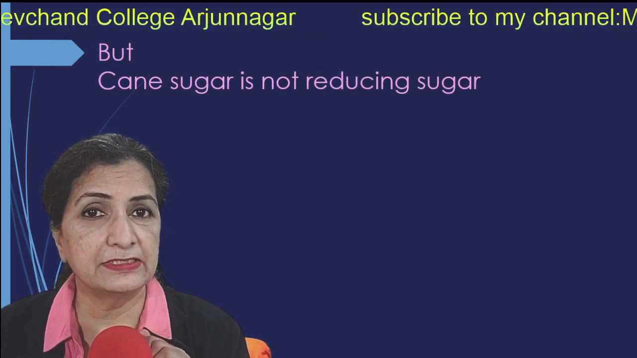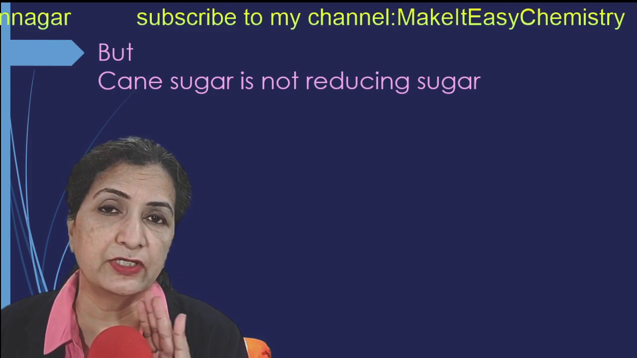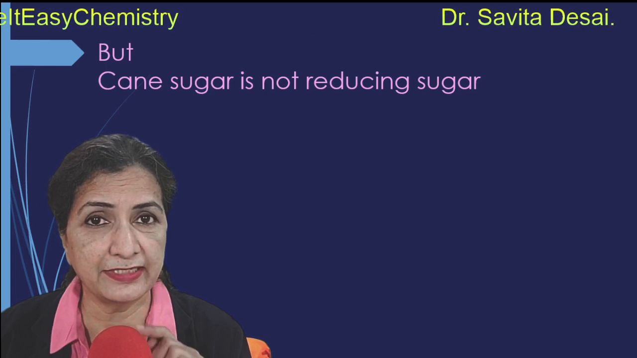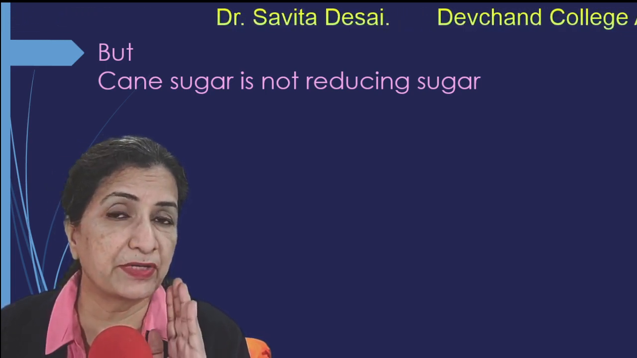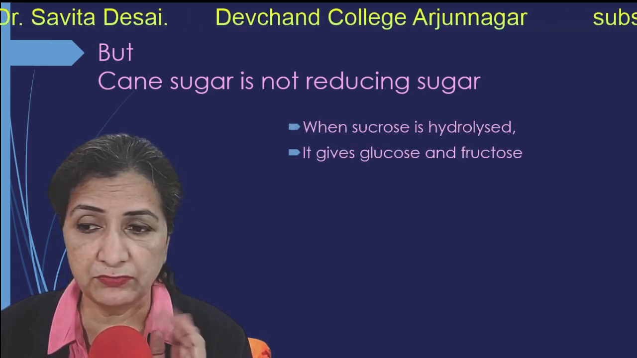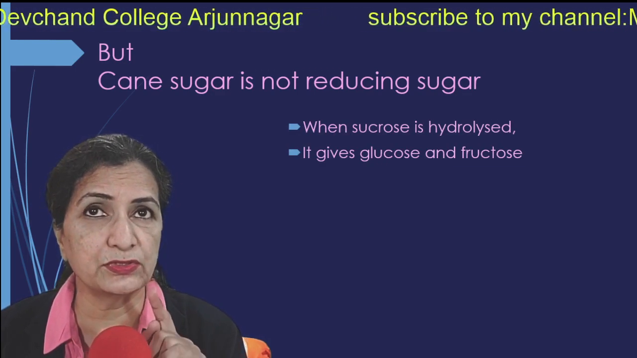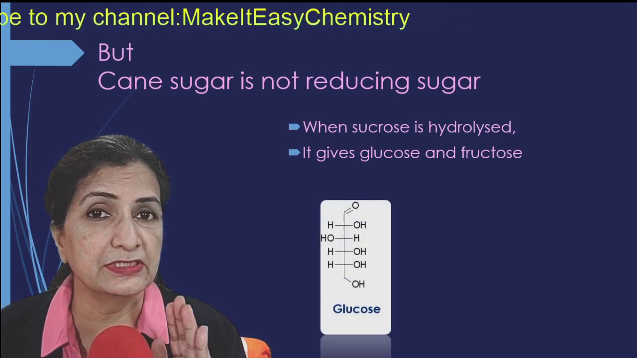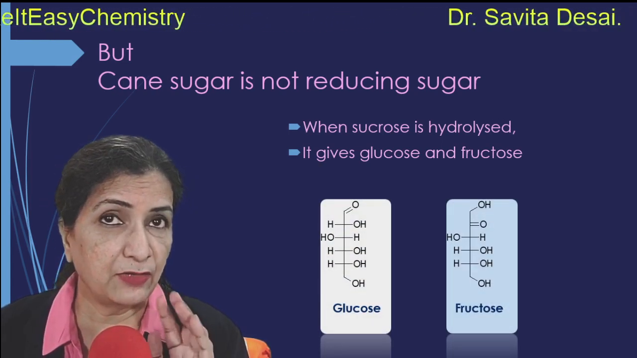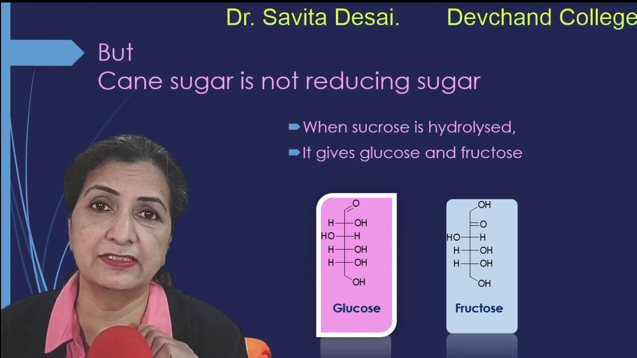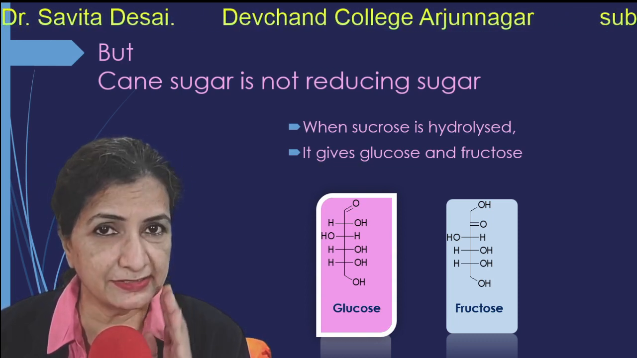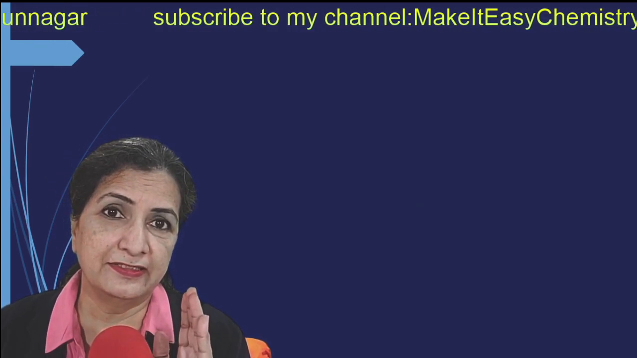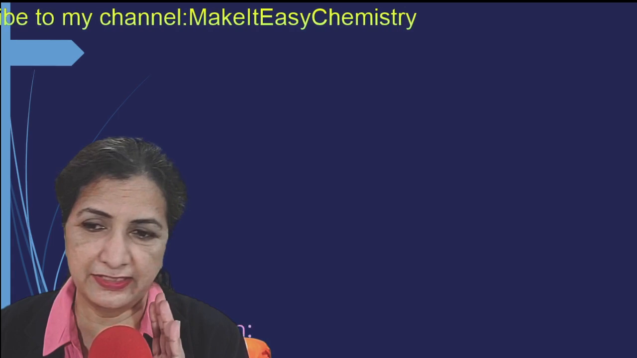But the problem is, cane sugar itself is not at all a reducing sugar. So we have to convert that into a reducing sugar prior to the estimation. So what are we going to do? When this sucrose or cane sugar is hydrolyzed, it gets converted into glucose and fructose. Out of these two, glucose is the reducing sugar. This sugar takes part in the reduction reaction and it gives us the required results.